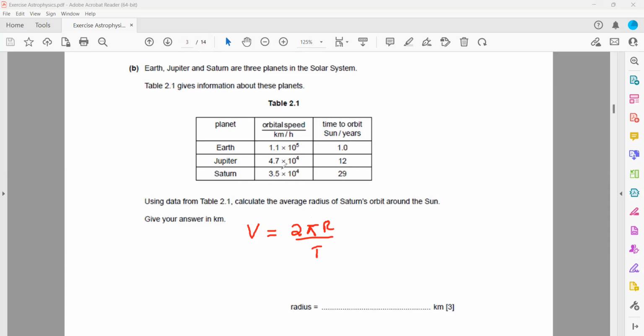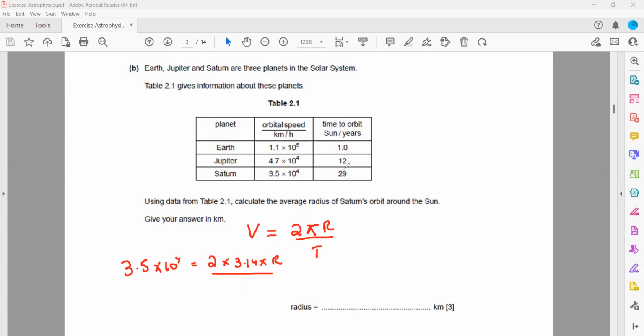So what is the orbital speed? The orbital speed is given as 3.5 into 10 to the power 4. So in place of orbital speed, we write 3.5 into 10 to the power 4. Then it will be 2 times pi. What is the value of pi? Pi is 3.14. R is the radius which we are finding. And T is the time.